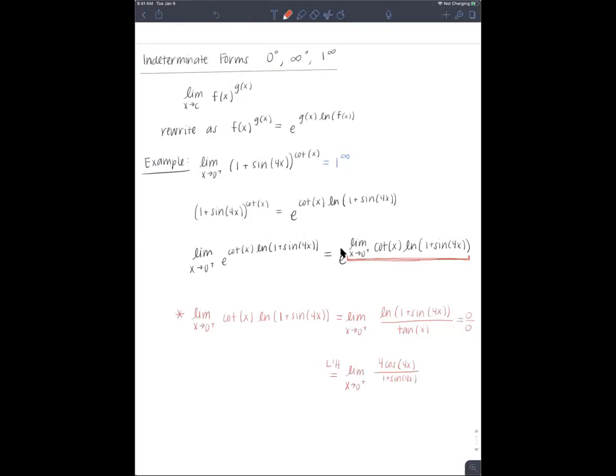And then now I need to worry about the derivative of tangent. What's the derivative of tangent again?